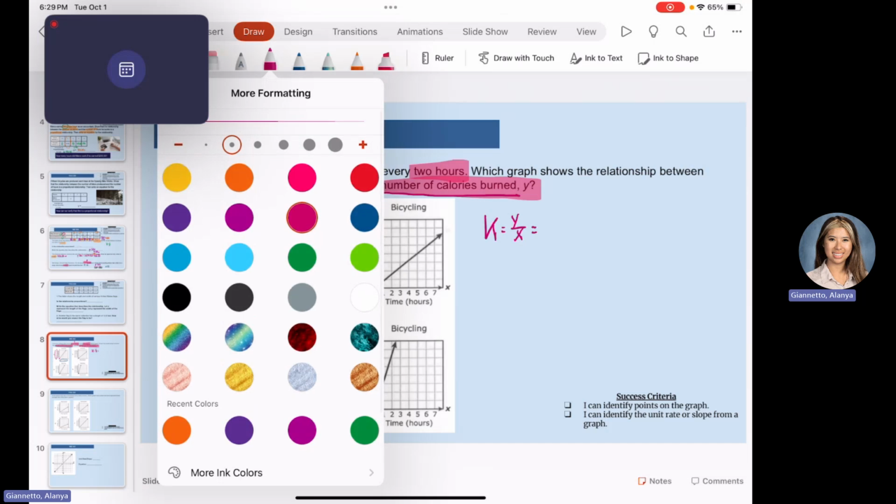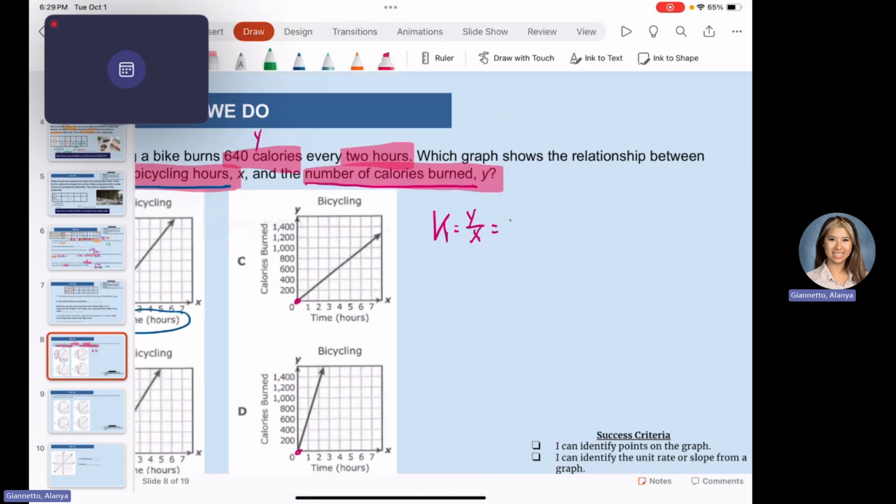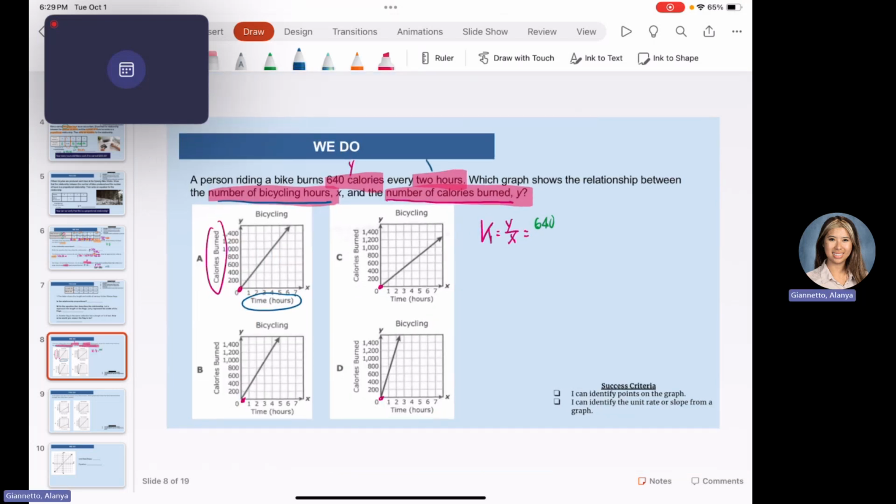Okay, so now we can plug in the numbers. So our y value is going to be 640. And that makes our x value 2. So if we divide 640 divided by 2, we're going to get 320. And from here, we can write our equation, which we're used to doing, right? So we know our equation is going to be y is equal to kx in that form. So then we have y is equal to 320x.